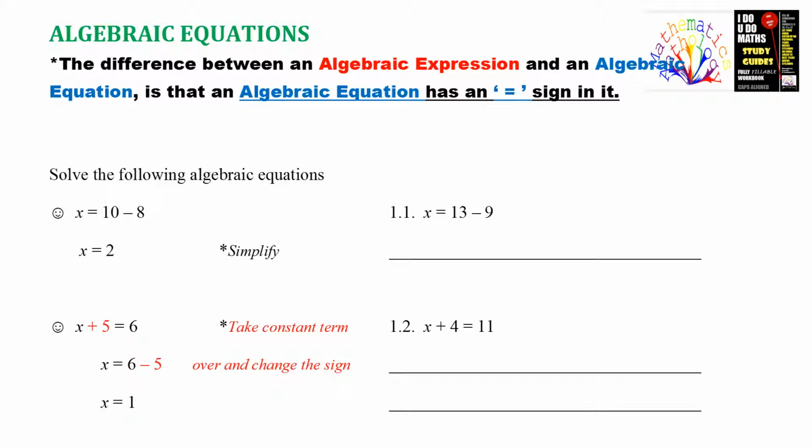We have 6 already on the right-hand side. We'll take the positive 5 over as well to the right-hand side. So positive 5, when you take it over the equals to sign, becomes negative 5. Remember to change the sign when you're taking terms over the equals to sign. So now we have x is equal to 6 minus 5, and 6 minus 5 is 1. So x is equal to 1 there.